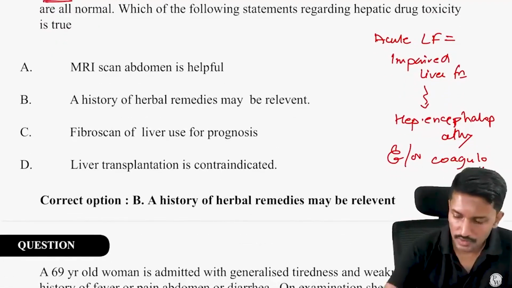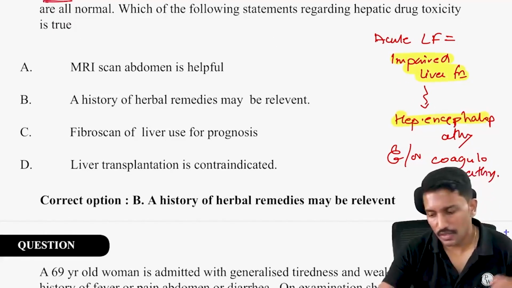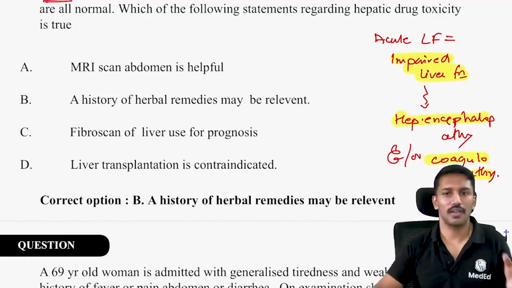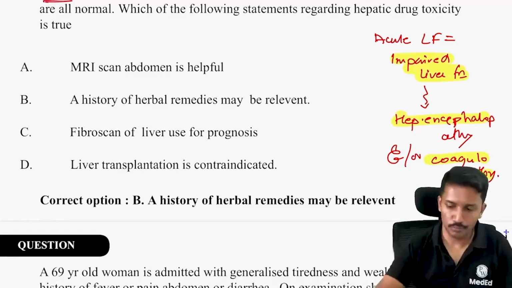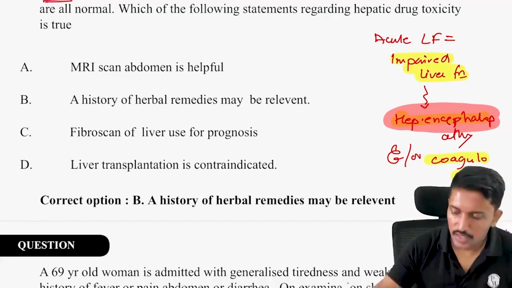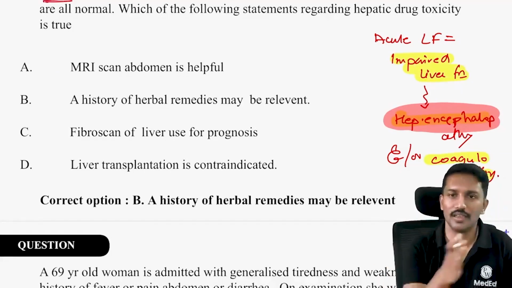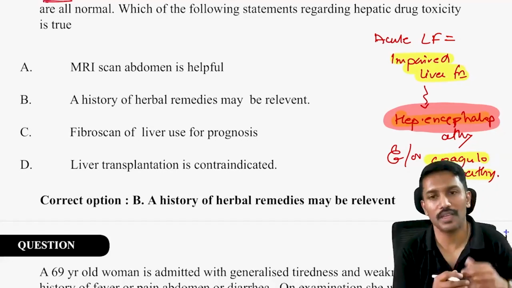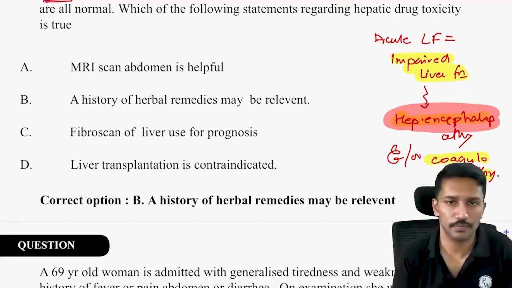So any patient with impaired liver function, if the impaired liver function has led to hepatic encephalopathy or coagulopathy, it will be counted as a case of acute liver failure. Most important here is to consider encephalopathy. If any patient with liver dysfunction has developed acute encephalopathy, it is acute liver failure. Even if it is a case of CLD, we would call it acute on chronic liver failure.